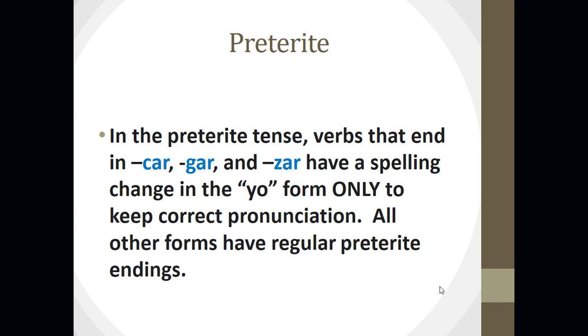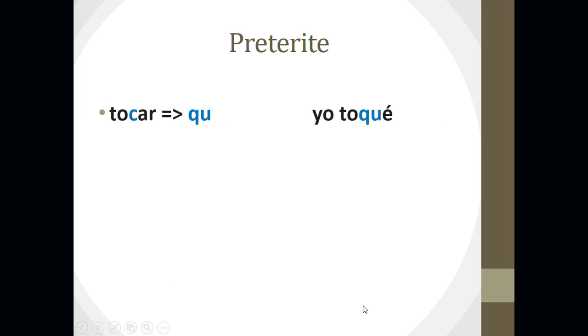Okay, so on your note guide, I want you to write down these spelling changes, and then we'll look at some verbs conjugated. Okay, so if you have a verb that ends in CAR, your C is going to change to a QU in the yo form. Okay, so that will look like yo toqué. If you don't make that spelling change, for example, if you left that as toce, you have then just spelled tose. Okay, so you have to make this spelling change to keep correct pronunciation.